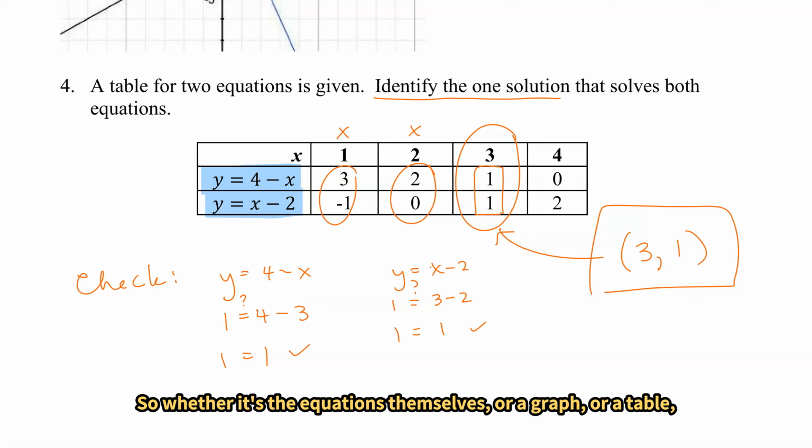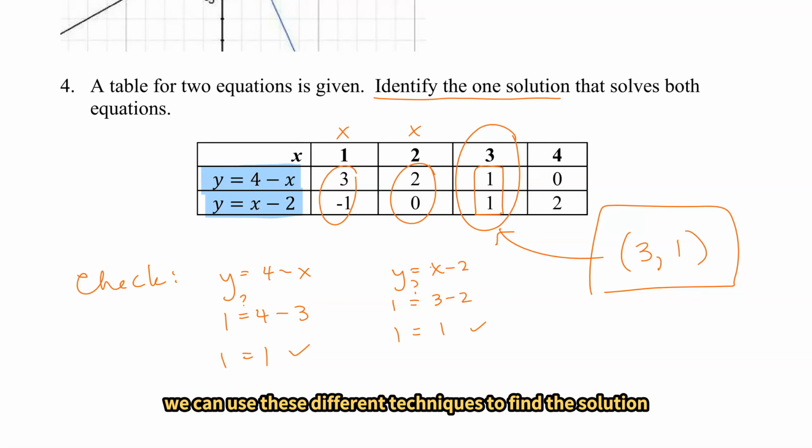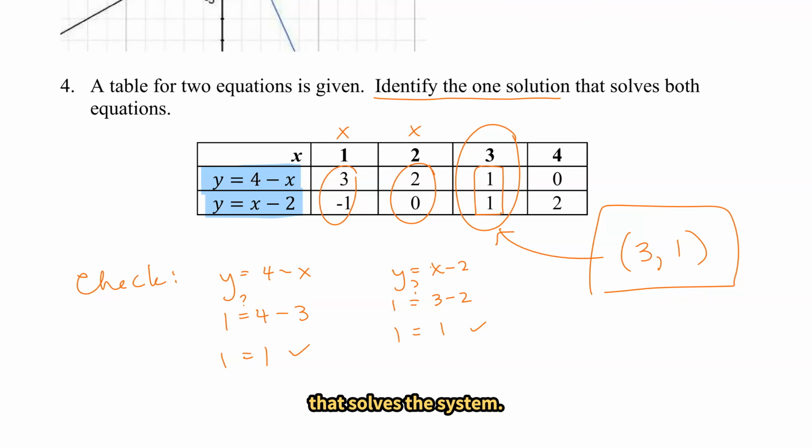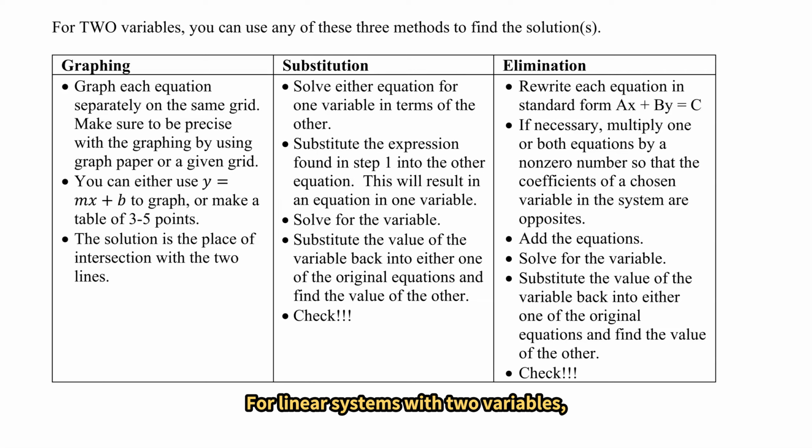So whether it's the equations themselves, or a graph, or a table, we can use these different techniques to find the solution that solves the system. For linear systems with 2 variables, we can use any one of these 3 methods to find the solutions. We have graphing. We've already seen a graph of 2 lines and we found the intersection. So we could graph the lines and determine the intersection.